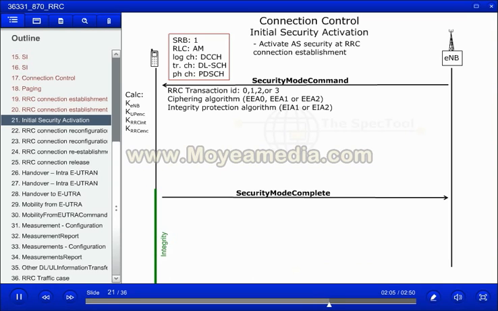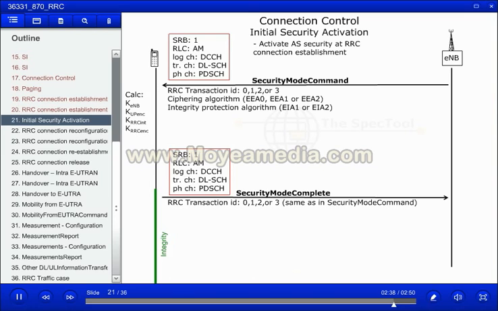The UE will send the security mode complete message, note with integrity protection but no ciphering. It is delivered on signaling radio bearer 1. RLC acknowledge mode is used and the logical channel is the dedicated control channel. The transport channel used is the uplink shared channel, and the physical channel is the physical uplink shared channel. It only includes the RRC transaction ID, same value as in the received security mode command. From now on, AS security is activated.